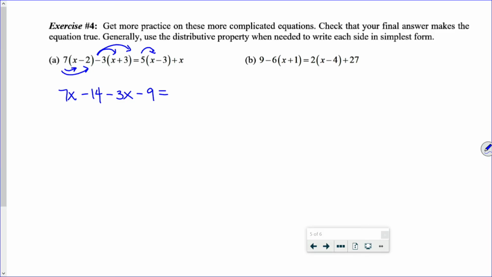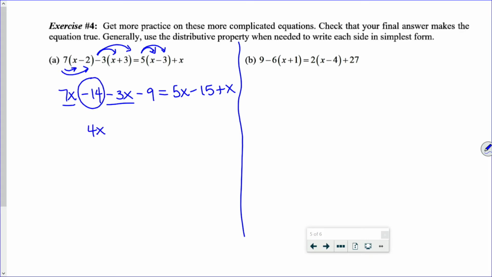The right-hand side is not nearly as dangerous because there's only a little bit of subtraction going on. 5 times x is 5x. 5 times negative 3 is negative 15 plus x. Now I'm going to do some combining of like terms. I've got 7x minus 3x, which is 4x. I've got negative 14 and negative 9, which is negative 23. On this side, all I've got is a 5x plus x, so I've just got 6x minus 15.